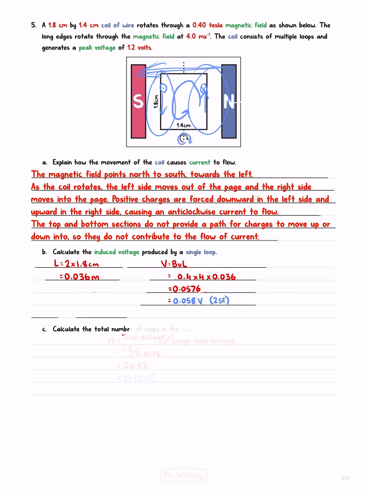Calculate the total number of loops in the coil. Our number of loops is going to be our total voltage divided by the voltage of a single loop, since each of these single loops is contributing towards the total voltage. Our total voltage is 1.2, and we just found our voltage of the single loop, which gives us 20.83 or 21 to two significant figures.